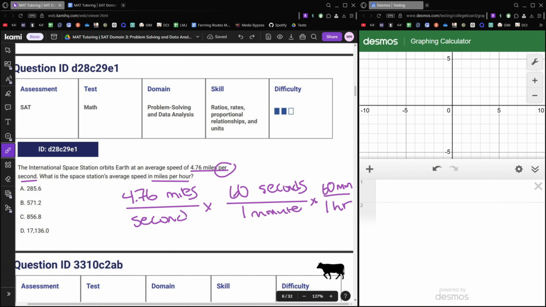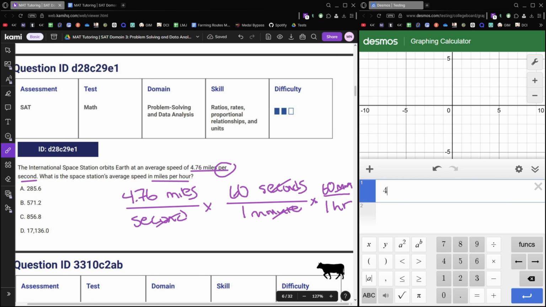So now we would really just have 4.76 times 60 times 60. The seconds would cancel out, the minutes would cancel out, so now you would be left with miles over hour, which is the same as miles per hour. There you go. Let's go ahead and do that by putting it into Desmos. 4.76 times 60 times 60, and we get our answer would be 70,136. Miles is still on the top, and then hour is on the bottom. That means our answer will be D.